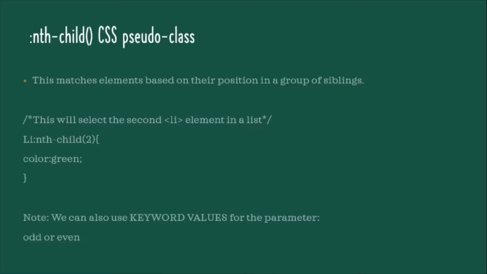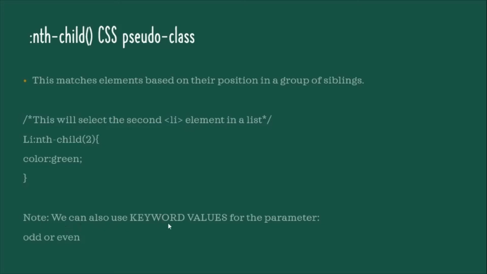So a CSS pseudo class, everyone, is a keyword added to selectors that specifies a special state of the element that will be selected. In this case, the nth-child pseudo class selector that we have here will match elements based on their position in a group of siblings. For example, this will select the second li element in a list. That's why there's a 2 inside the parentheses as the argument or parameter.